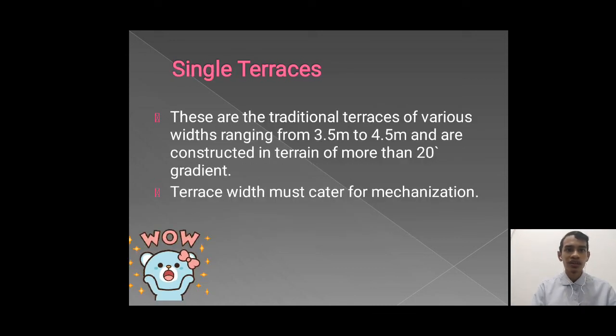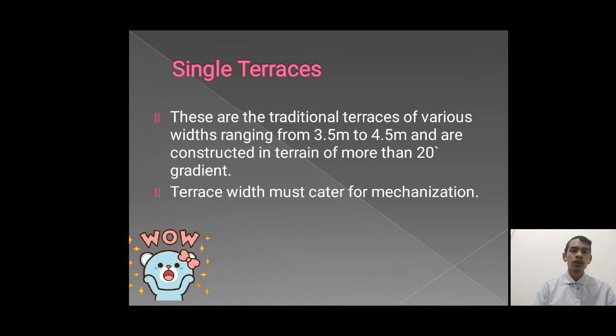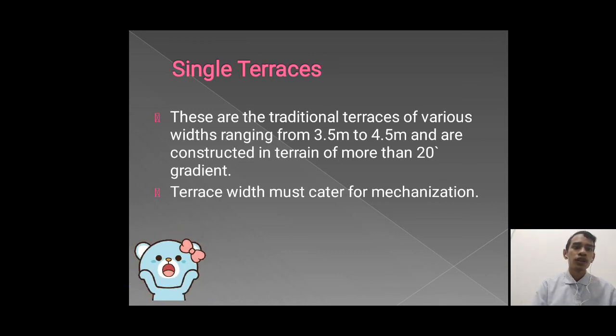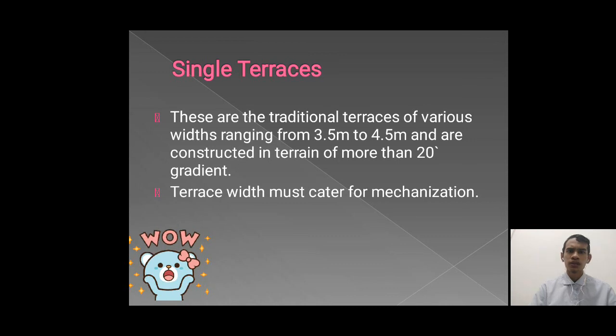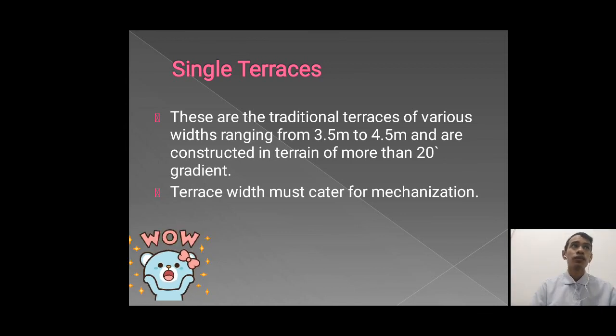And next is the single terrace. These are the traditional terraces, of various widths, beginning from 3.5 meters to 4.5 meters, and are constructed in terrain more than 20 degrees. The terrace is widely constructed for mechanization. So, this is the common terrace that is done in plantations because it only uses one road. It can help us to lower the cost of production.